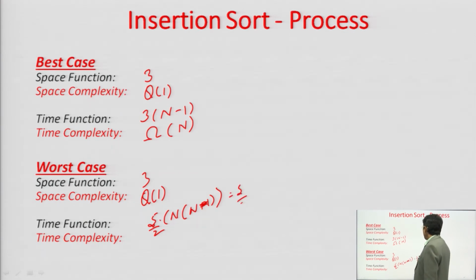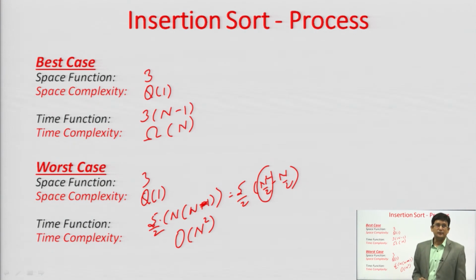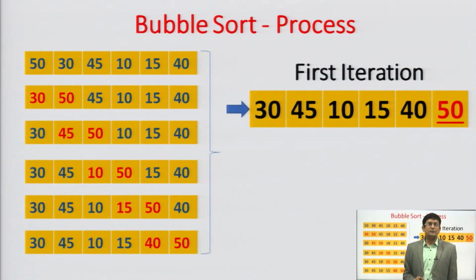So, this will be equal to 5 by 2 into n square by 2 minus n by 2, which can be written as big O n square, because n square is a higher degree term than the n. Now, let us make a comparison between the bubble, selection and the insertion sorts.